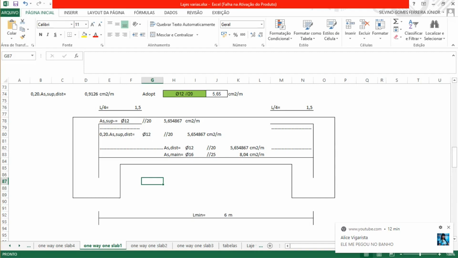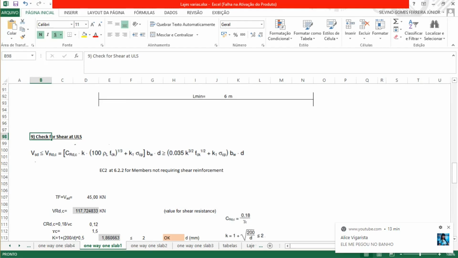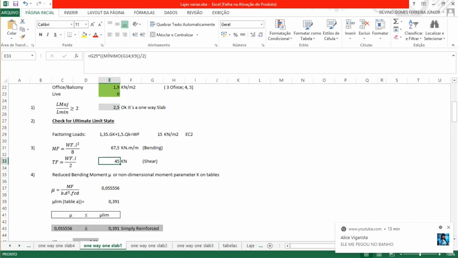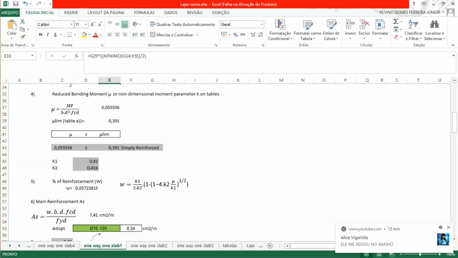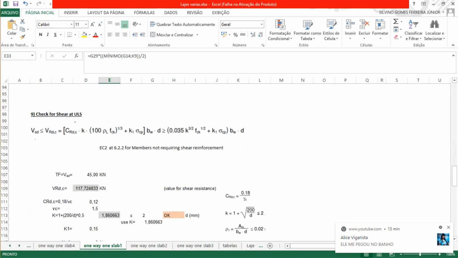So to know if we need the stirrups, we have this equation from the Eurocode. Check shear at the ultimate limit state. We have the Vsd, it's the factored shear that we calculated here on the top, 45 kilonewtons. So it has to be smaller than the shear resistance, that is this equation. And this one has to be bigger than this other one.